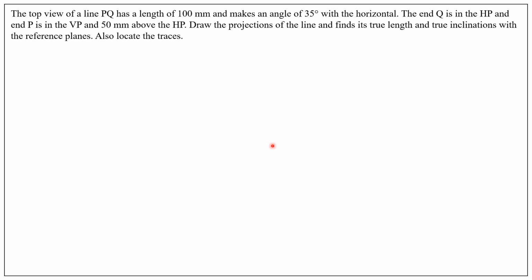The problem statement is given. Now to draw the projections of the line PQ, mark the XY line, and it is given the end Q is in the HP and the end P is in the VP and 50 mm above the HP.